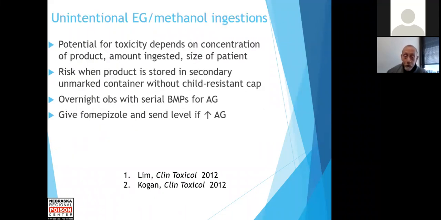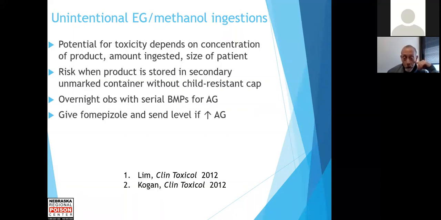You may every now and then see unintentional toxic alcohol ingestions because people, for whatever reason, will put automotive fluids in secondary containers. They may take the antifreeze or the windshield washer fluid and put it in a juice bottle that does not have a child-resistant closure. So little Johnny may be thirsty and take this container, take a few swigs of it, and then what do you do? What do you do with that child? And sometimes it's an adult.